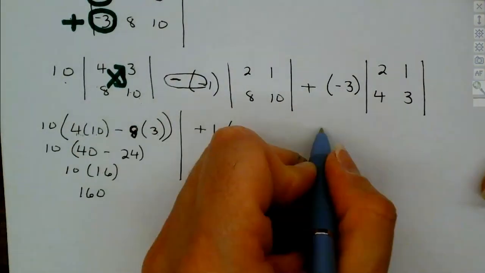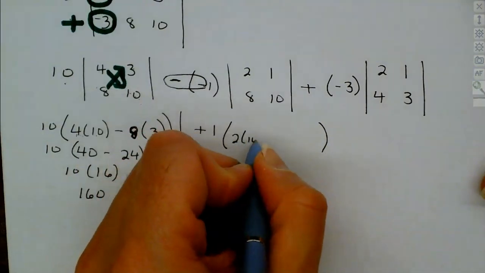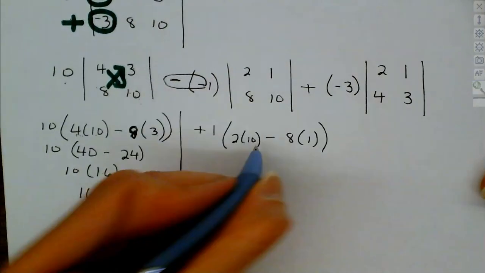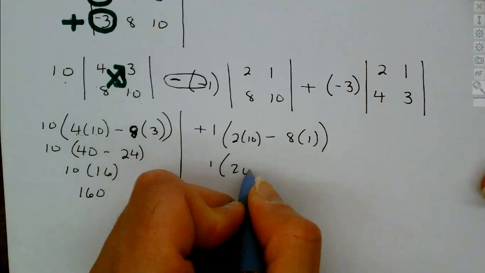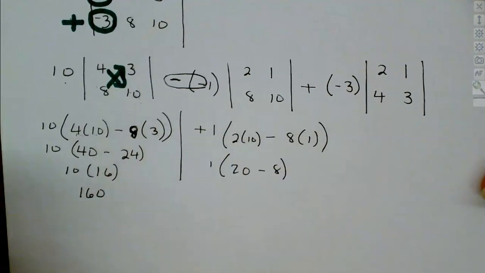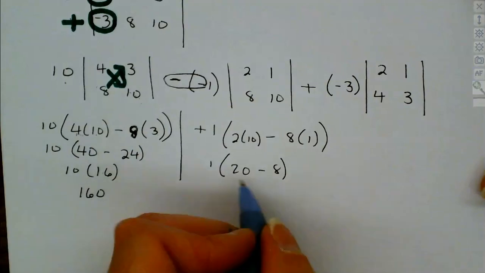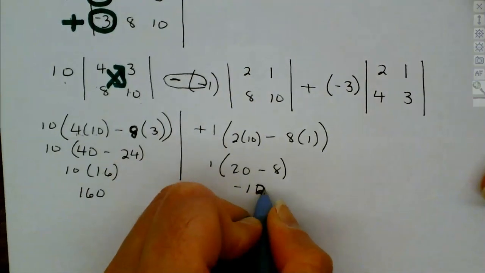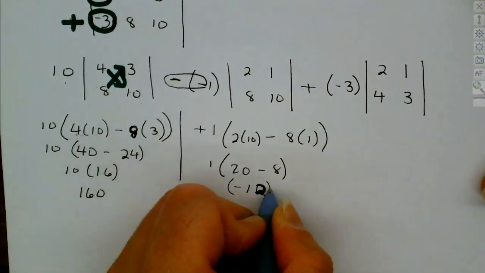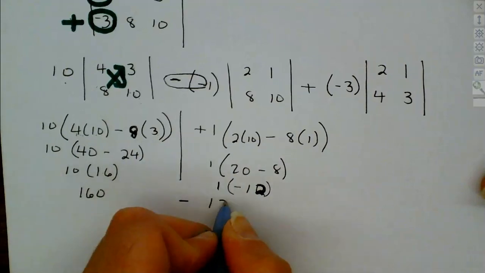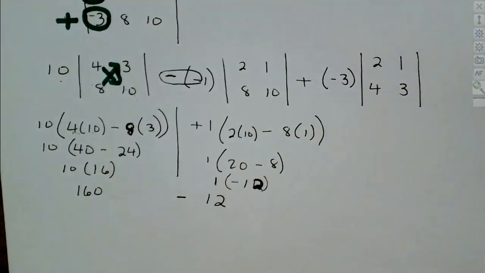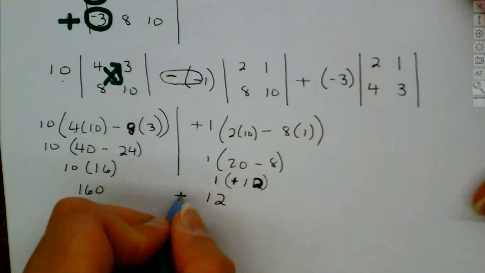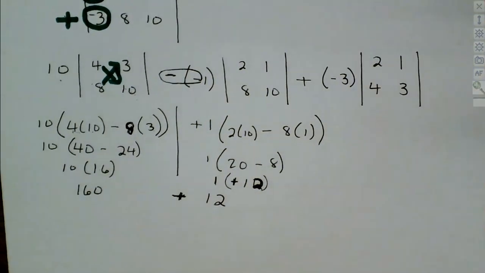And what would it look like? 2 times 10, right? Minus 8 times 1. So 2 times 10 is 20. Minus 8. 20 minus 8 is 12. Oh, sorry, I said minus 16, I mean 12. And 12 times 1 is 12. Wait, it should be positive 12. Sorry about that. And like I say, be very careful with the signs here. It is so easy to make a sign error.